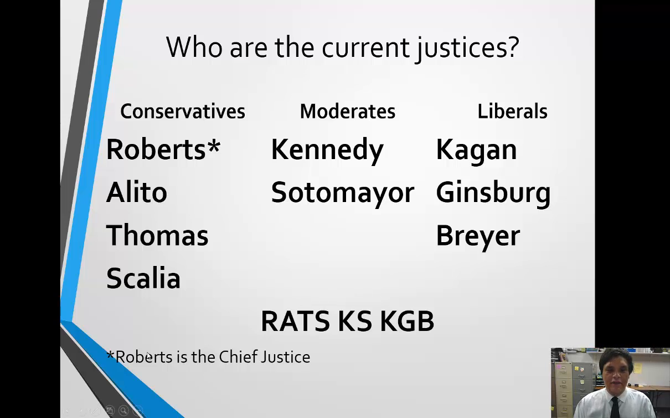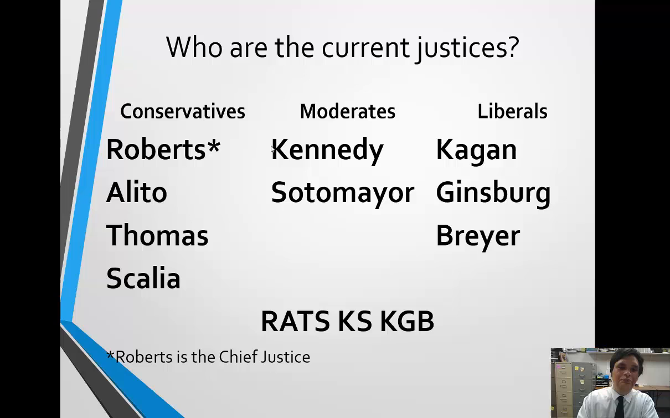I have a little star here for Justice Roberts, because remember, Roberts is the Chief Justice, so he gets the little star right there. So if you want to, pause a moment and memorize these current justices. I will ask you a question on the test, something like which one of these is not a current Supreme Court justice. So if you remember RATs, Kansas, KGB, you should be able to very easily memorize who the current justices are. Take a moment to pause and memorize these for your test, so you can identify which one of them is not a current justice.